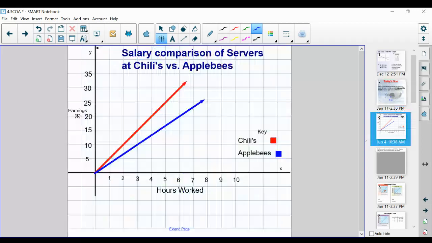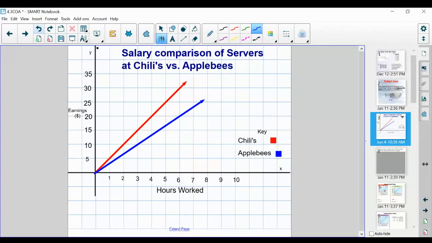Here we go. On this slide is a graph comparing the salaries of servers at Chili's and Applebee's. As we look at the key down here at the right, you can see the red line represents Chili's, and the blue line represents Applebee's. The x-axis represents the hours worked, and the y-axis represents the earnings, or the money that you generate as you work. So let's talk about a couple things that we notice here. What are some things that you notice?